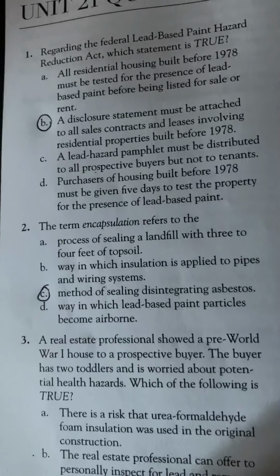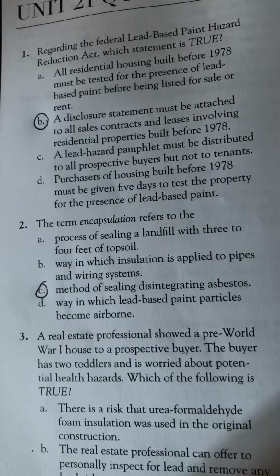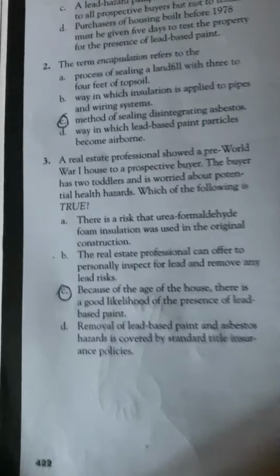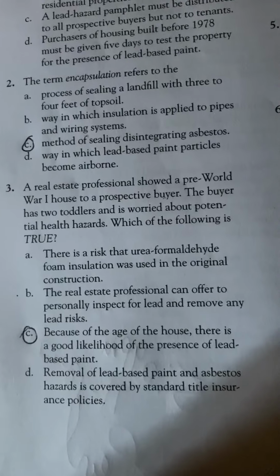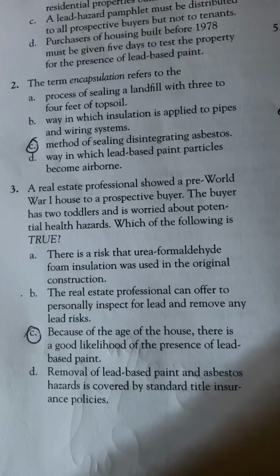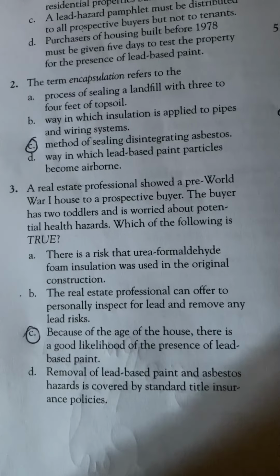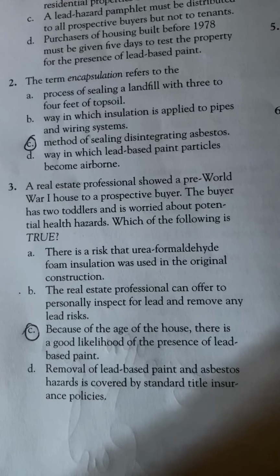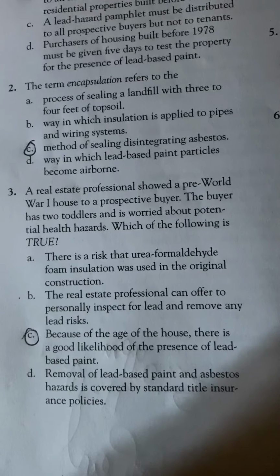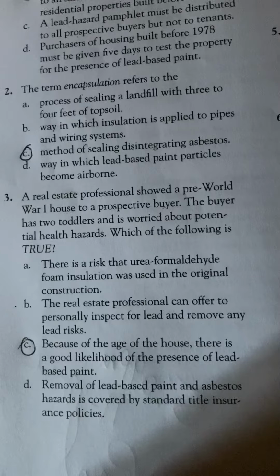The answer is C. Method of sealing disintegrating asbestos. Number 3. A real estate professional showed a pre-World War I house to a prospective buyer. The buyer has 2 toddlers and is worried about potential health hazards. Which of the following is true?